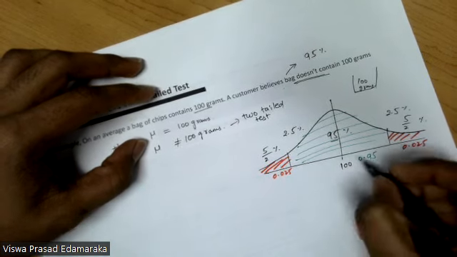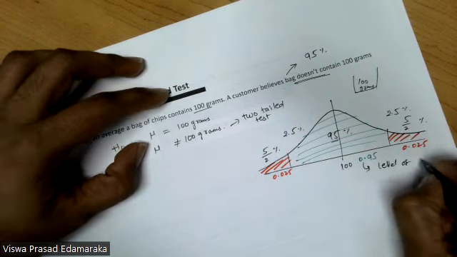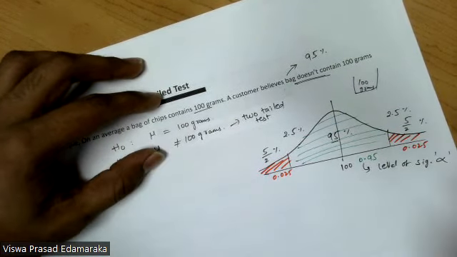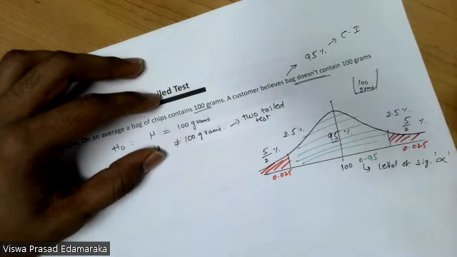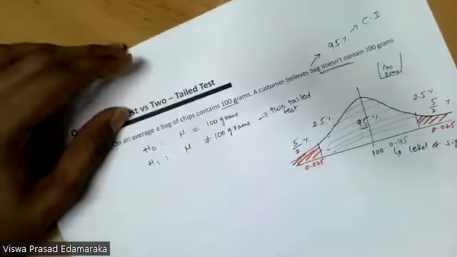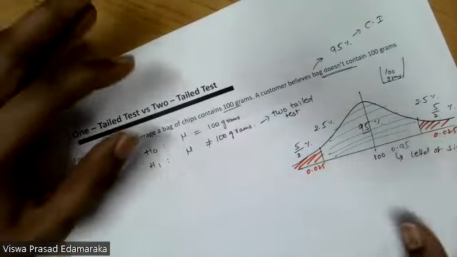Here, what is this called? This is called the level of significance, denoted by alpha. The level of significance, and 95% is the confidence interval. Okay, this is the basic one.